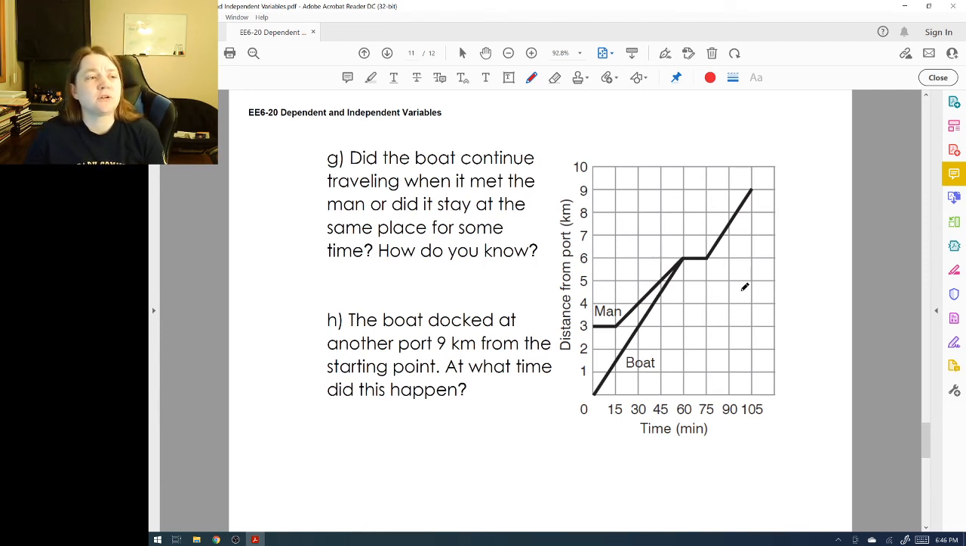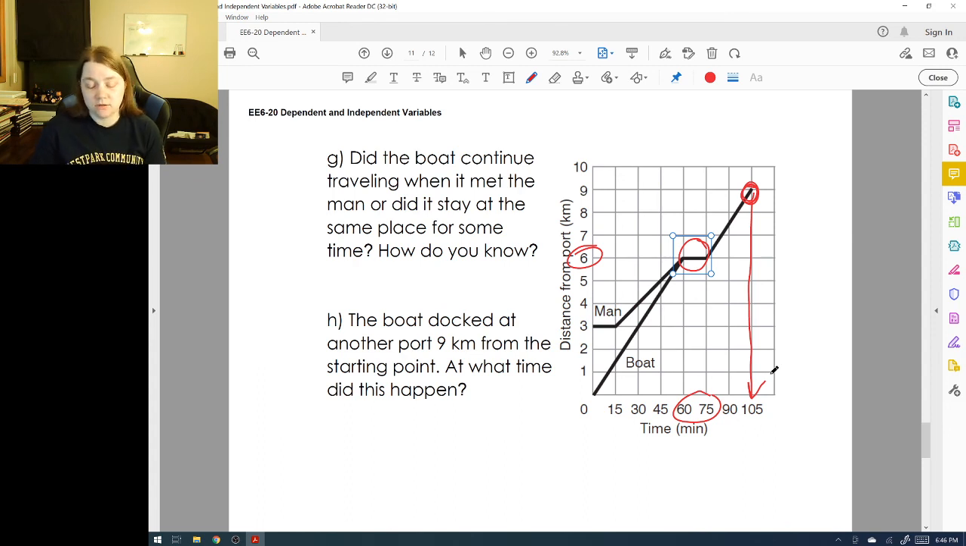Did the boat continue traveling when it met the man, or did it stay in the same place for a time? That's again that same thing that we're talking about right here, where things are stagnant at that 6 kilometers for this 15-minute time. And then we see that the boat docked at another port 9 kilometers from the starting point. At what time did this happen? Well, I see this 9 o'clock right here. That happened 105 minutes after 9 o'clock.